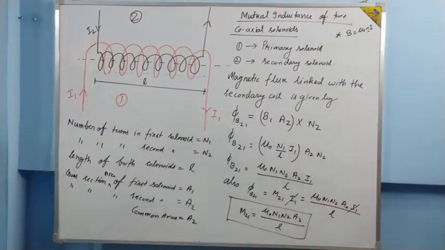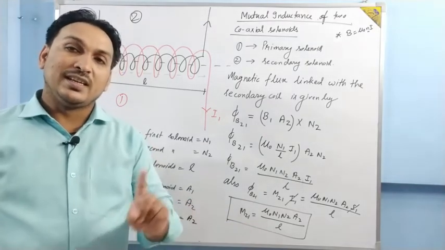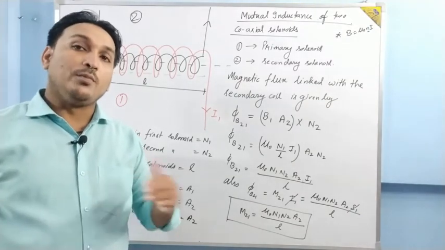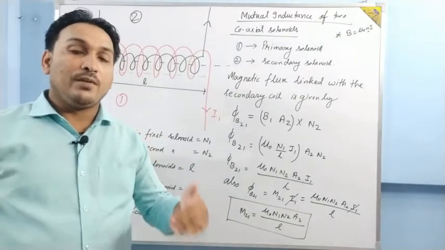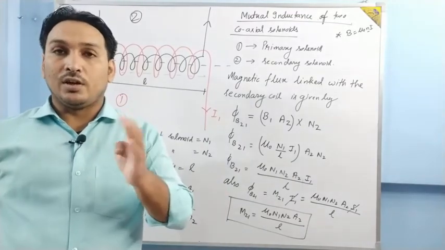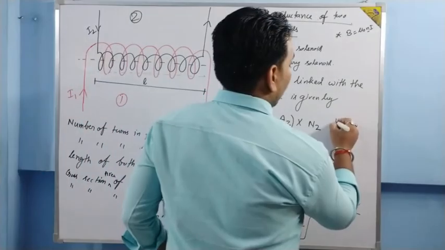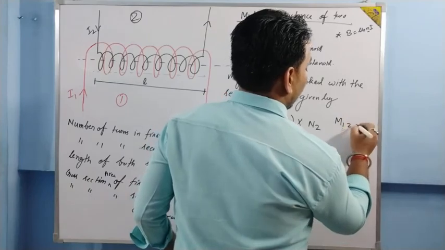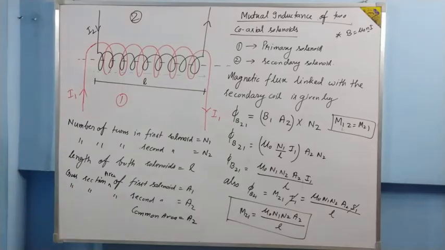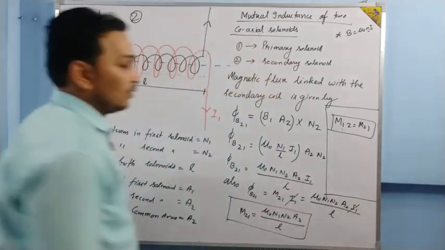What I am saying is that for a pair of coils, the coefficient of mutual induction or mutual inductance is equal, whether we are calculating the mutual inductance of the second coil with respect to the first one, or the mutual inductance of the first coil with respect to the second one. In both cases it will be equal. M12 is equal to M21. Is it clear? Okay.